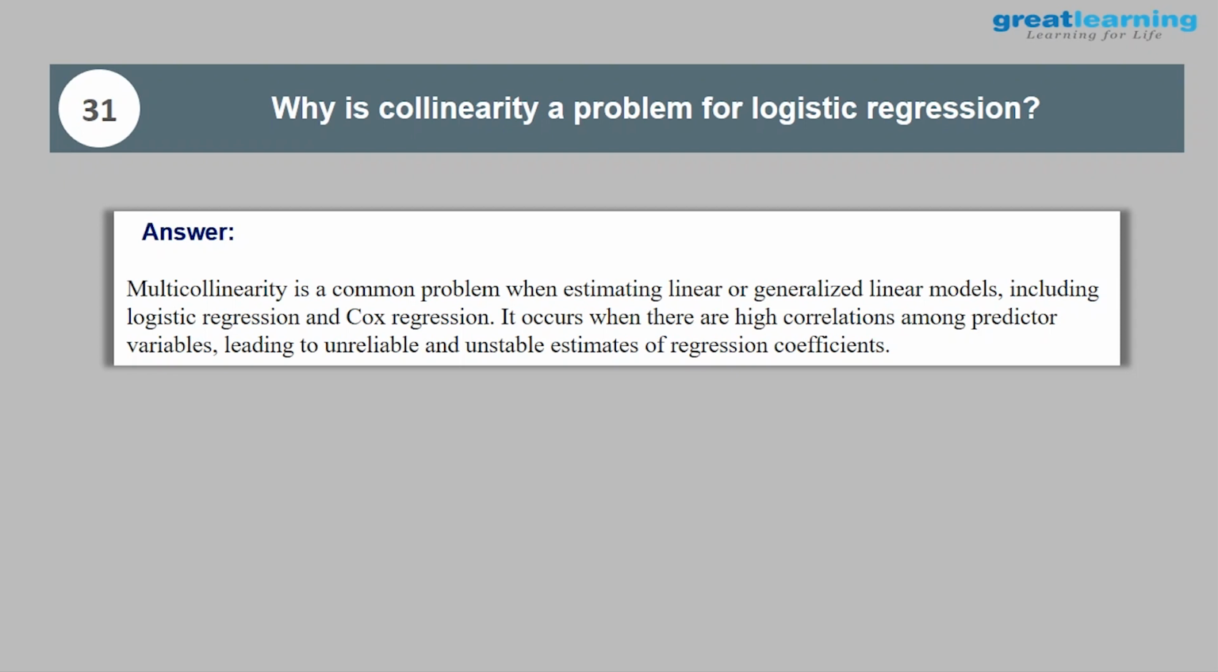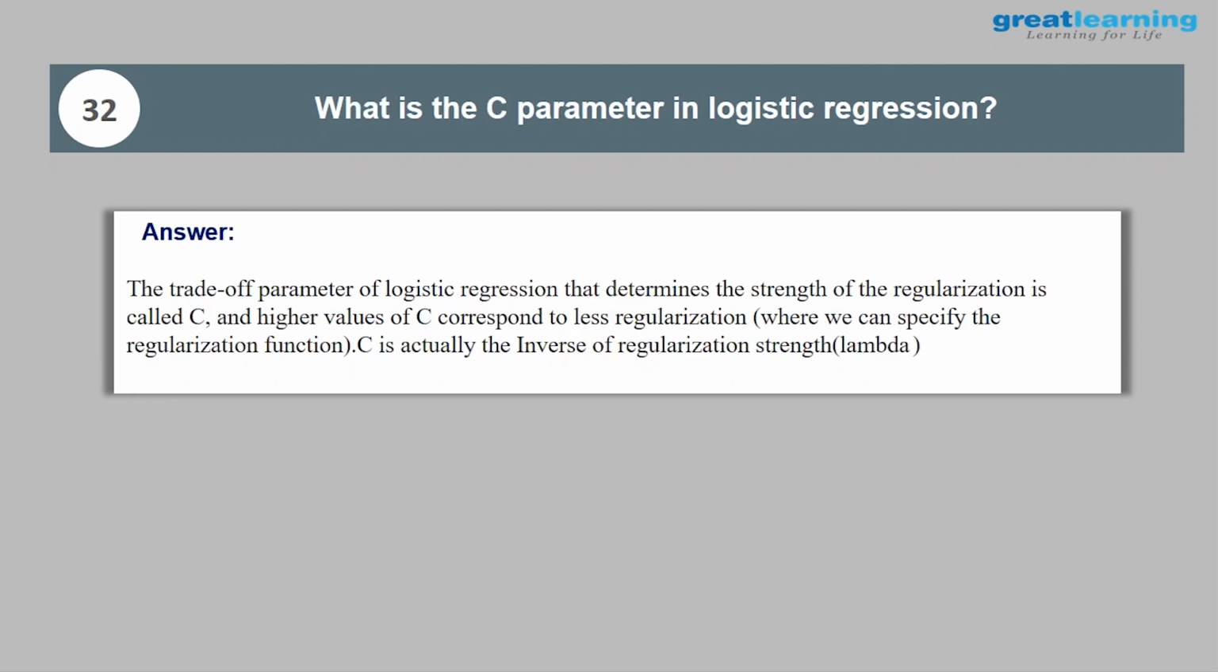Now let's have a look at what the C parameter is in logistic regression. The trade-off parameter of logistic regression that determines the strength of regularization is called C, and higher values of C correspond to less regularization, where we can specify the regularization function. C is actually the inverse of regularization strength lambda.